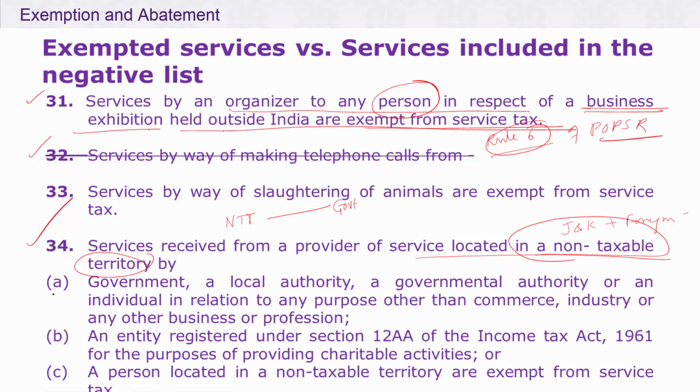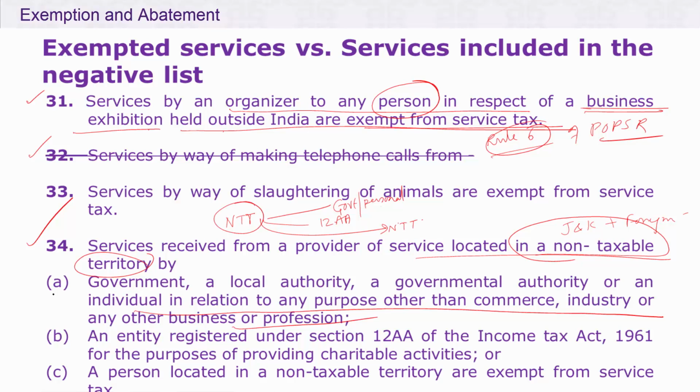Local authority, etc. Government, local authority, or an individual in relation to other than commerce, industry or business. So, personal purpose: government or individual for personal purpose, not business purpose. Or section 12AA, charitable organizations. Services to a person located in non-taxable territory.